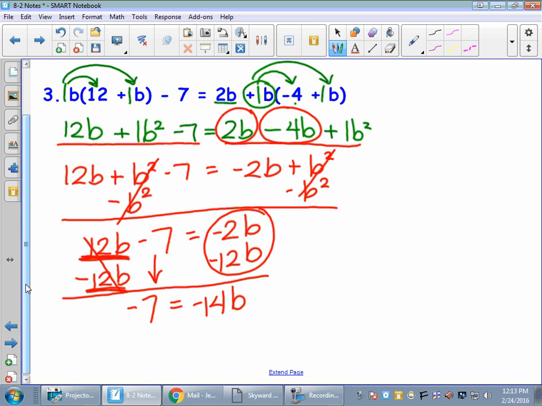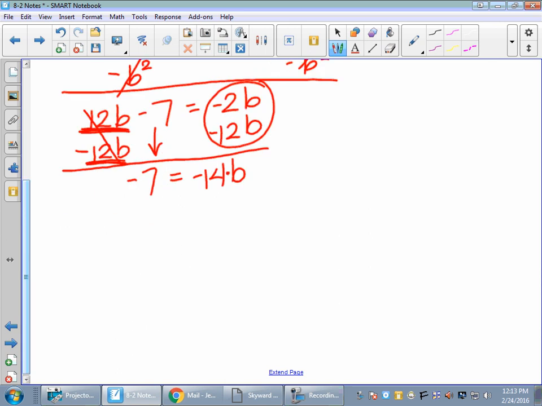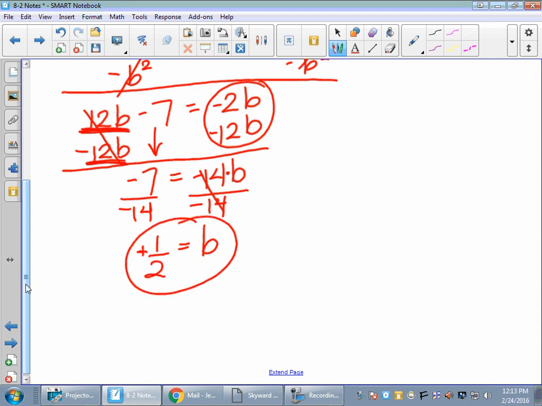Almost done. Negative 14 times b is really what that is. So to undo the multiplication and get b all by itself, I need to divide by negative 14. Negative 14 divided by negative 14 becomes a positive 1, or b, and negative 7 divided by negative 14 is a positive 1/2, and that's your final answer. When you solve, you'll actually get a number for an answer. When we simplify or multiply, you'll probably have variables in your answer.